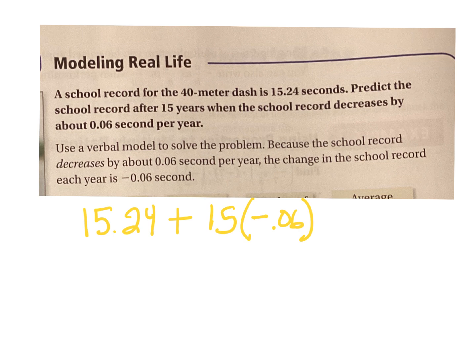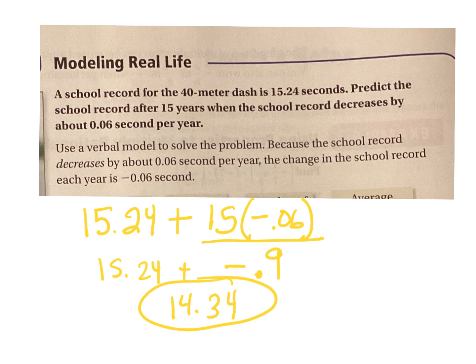So order of operations tells me I have to do my multiplication first. So I do 15 times 0.06, and that gets me a -0.9. And then 15.24 plus -0.9. So basically I'm just taking 15.24 minus the 0.9. And I'm going to get 14.34. That is the new record. Okay.